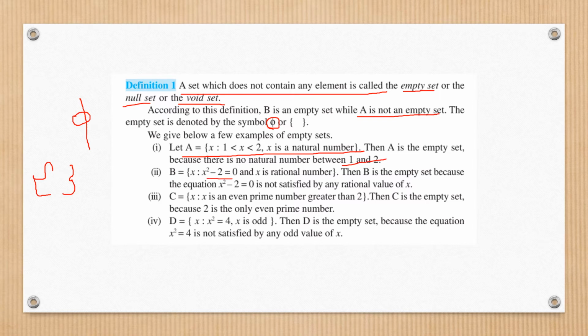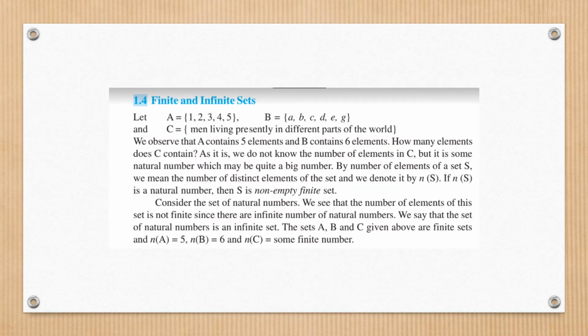B is such that x square minus 2 equal to 0, x is a rational number, right? So definitely here also the set is empty. x is an even prime number greater than 2. You know 2 is the only even prime number, so this set also will be an empty set. x is such that x square equal to 4, x is odd. So you will not get an odd number like x is plus minus 2, which is not odd. So it is also empty.